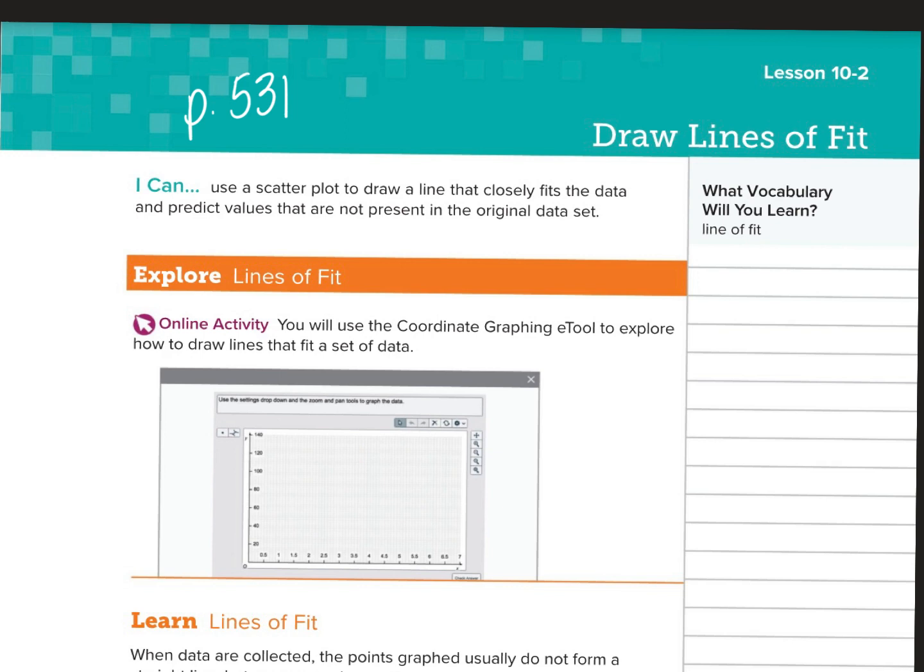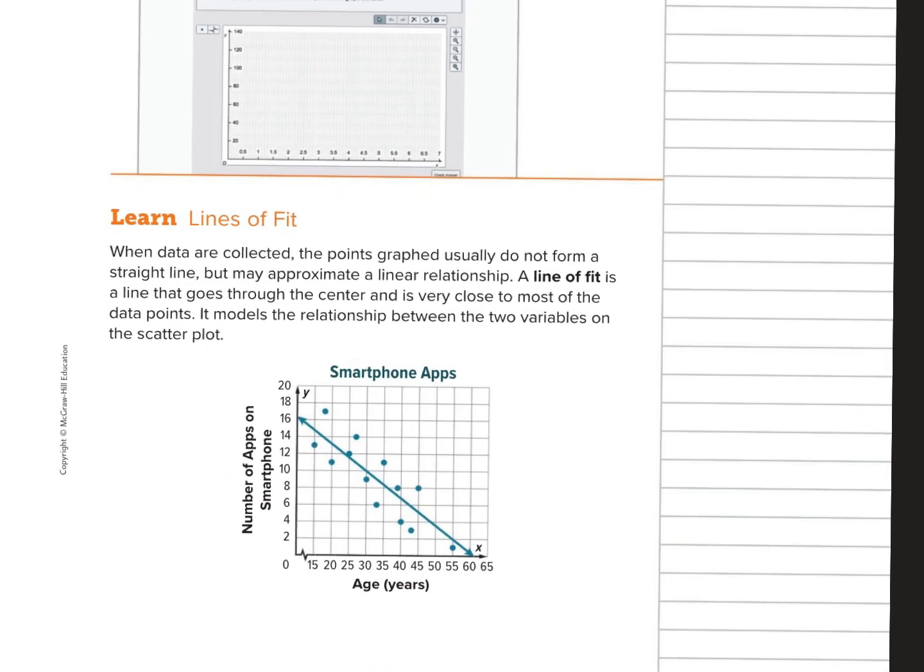Okay, so we have two objectives today. First one, we're going to use a scatter plot to draw that line that closely fits our data. We call that a line of fit or a line of best fit. And then the second thing we're going to do is use that line that we drew in there to predict values that are not present in the original data set. So let's take a look at what that really looks like.